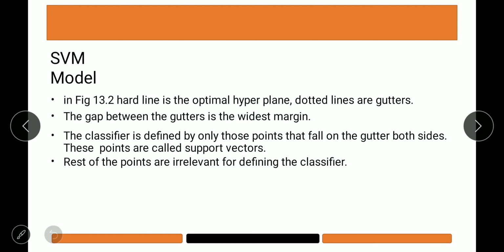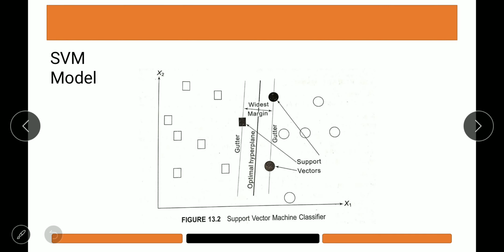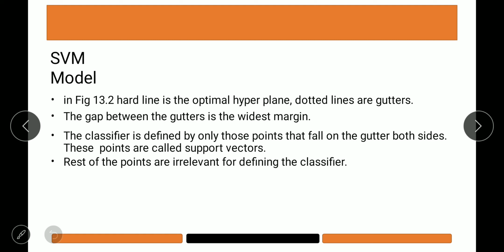Then in figure 13.2, the hard line is the optimal hyperplane, the middle one. There are three lines here. The middle line is the optimal hyperplane. Dotted lines are gutters, that is boundary. The gap between the gutters is the widest margin, what we have mentioned in the previous slide. The classifier is defined by only those points that fall on the gutter on both sides. The points that fall on this side are square points, and the points that fall on that side belong to the circle points. The rest of the points are irrelevant for defining the classifier.